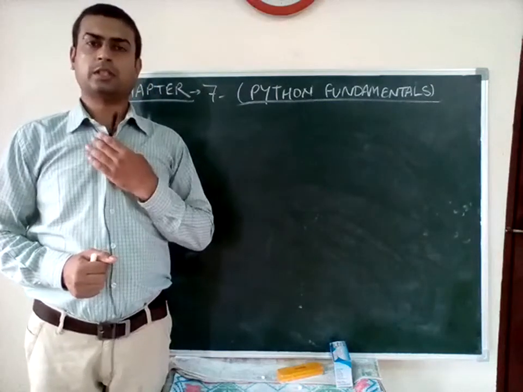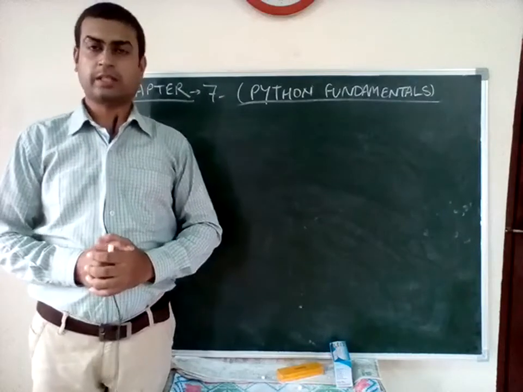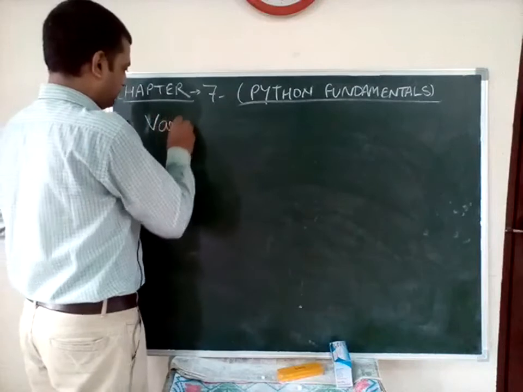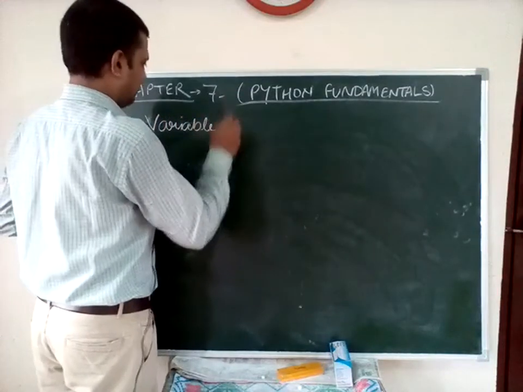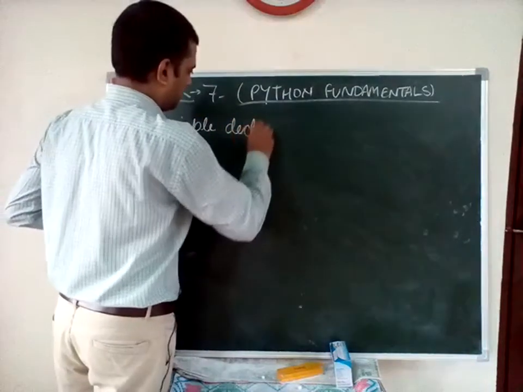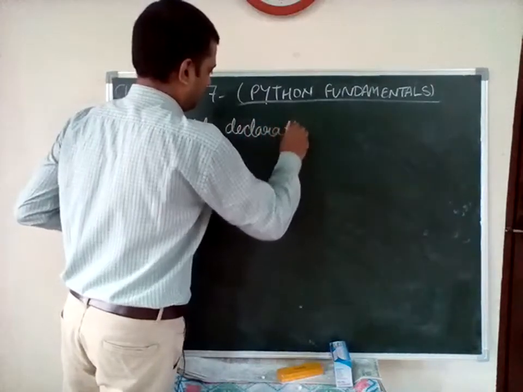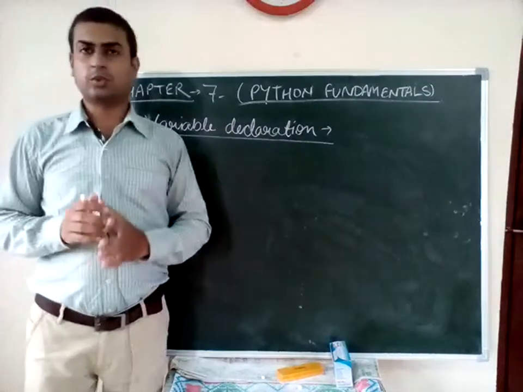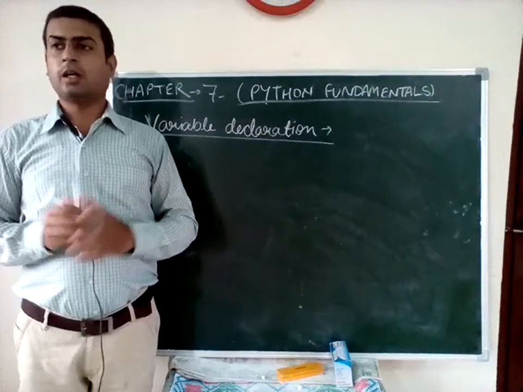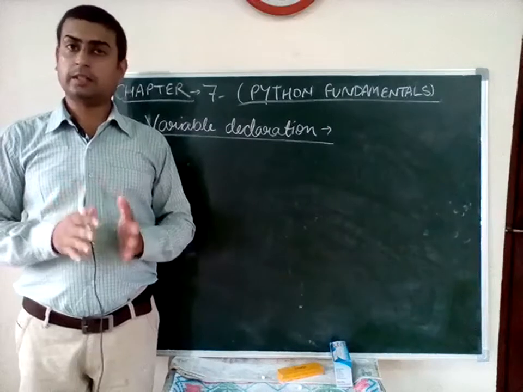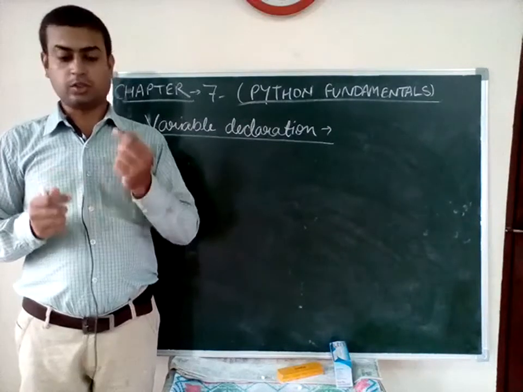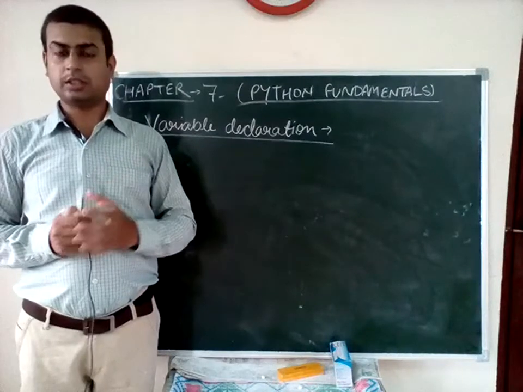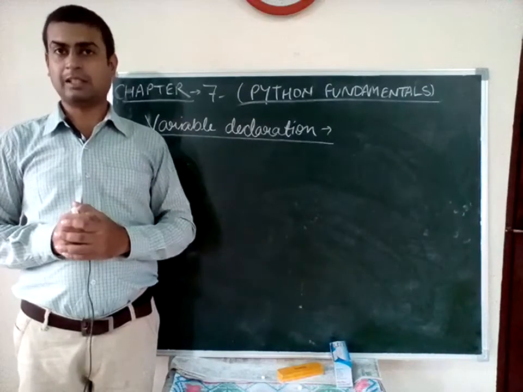Now, in today's class, I am going to discuss variable declaration. How we can declare a variable. Variable declaration means there are certain rules. For example, a number should not be at the beginning. We should not use the dot operator. We should not use a dash in between the words. So these are the rules which we will follow in variable declaration.